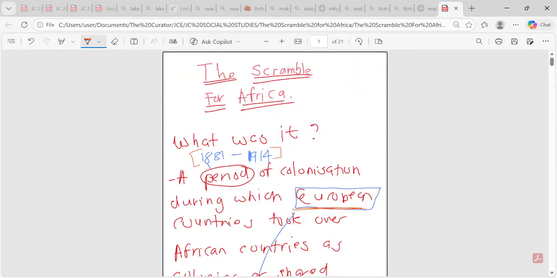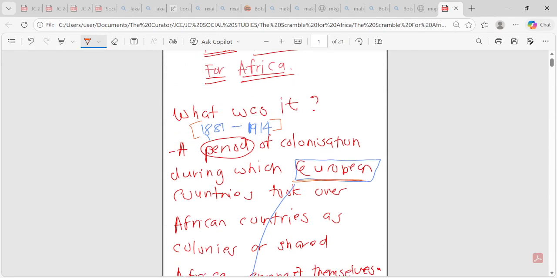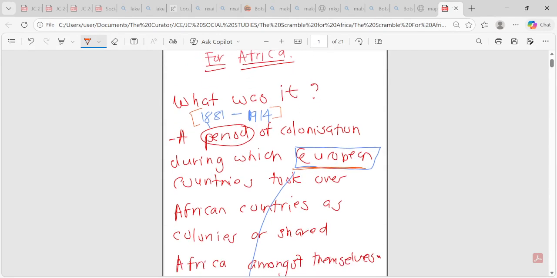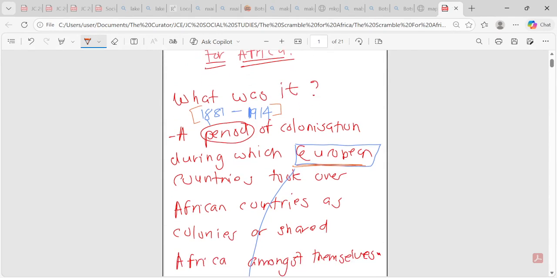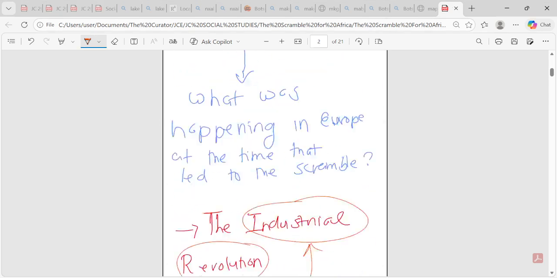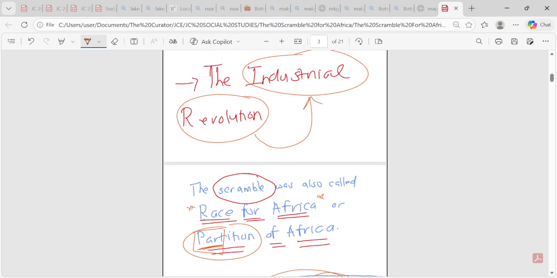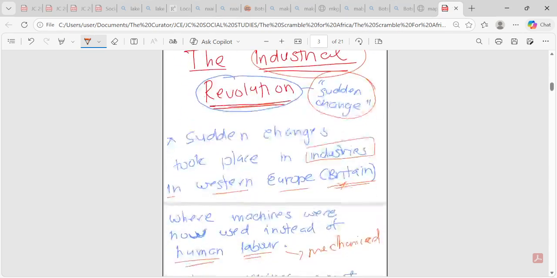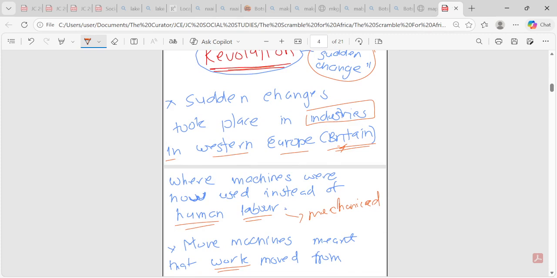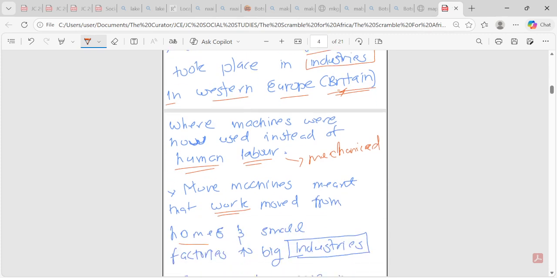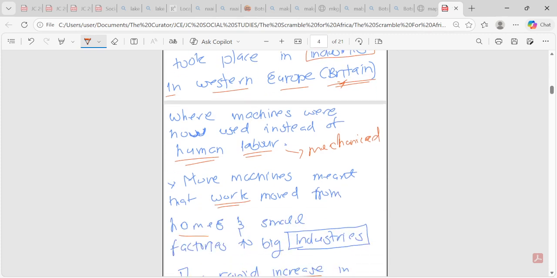So let's do a quick recap. The Scramble for Africa, the race for Africa, a period where countries took up African countries as colonies and shared Africa amongst themselves. It was caused by the Industrial Revolution. Revolution means sudden change. The sudden change that was happening in these industries was mechanization, the introduction of more and more powerful machines, which eliminated human labor, which led to a reduction in the use of human labor.